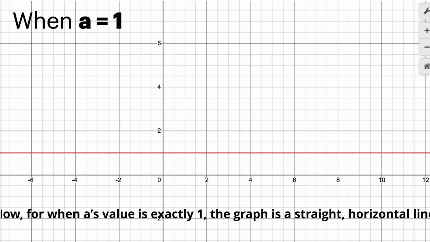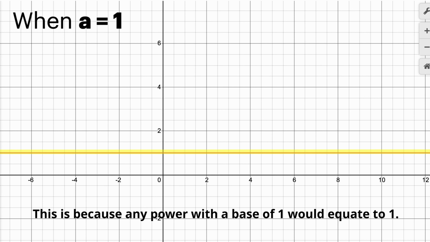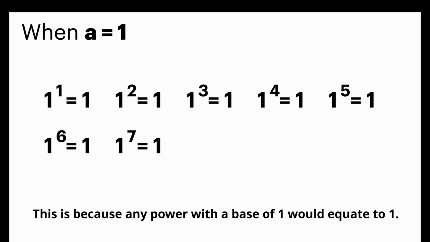Now, when a's value is exactly 1, the graph is a straight horizontal line. This is because any power with a base of 1 will equate to 1.